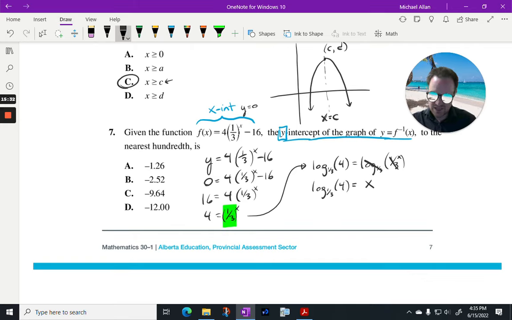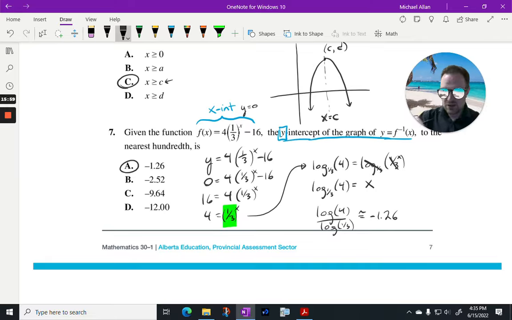Now, if you have the calculator base button, use it. If not, remember you can type the same thing by going log 4 divided by log 1/3. That's what I have to do in my calculator, because I turned off that functionality. Now you can see it's negative 1.26. So it's approximately negative 1.26, to the nearest hundredth.